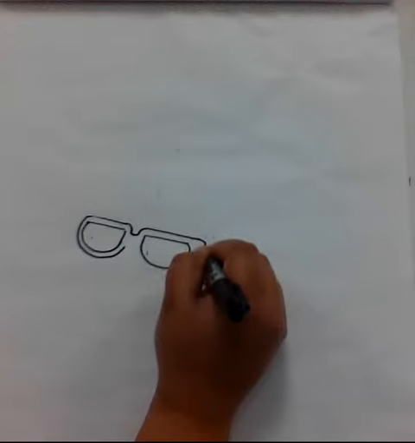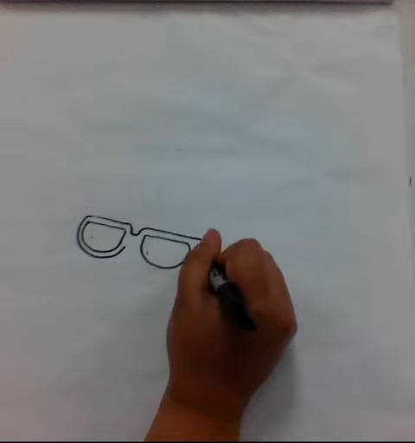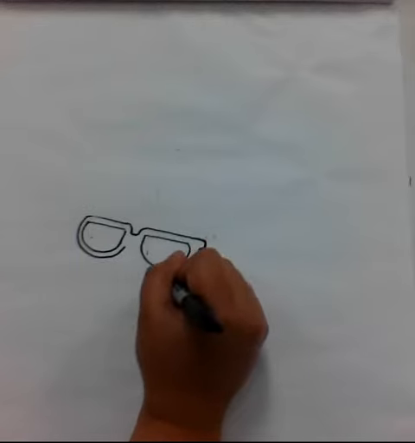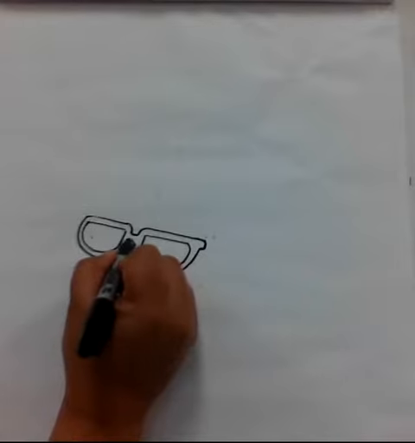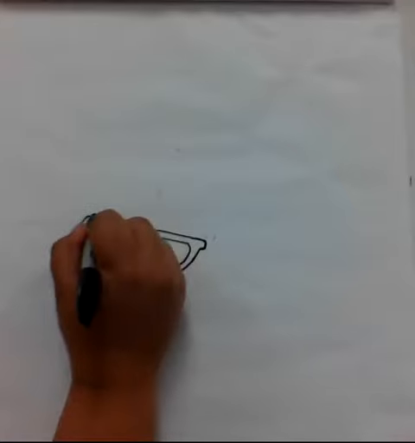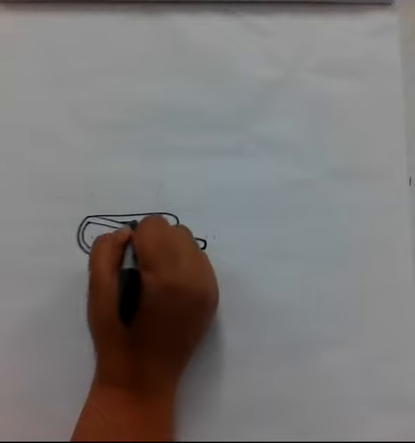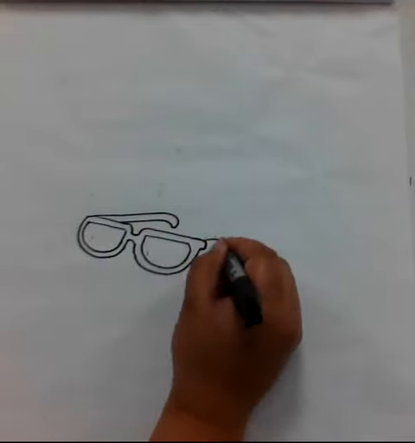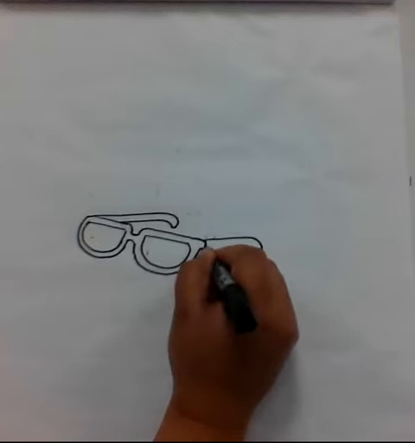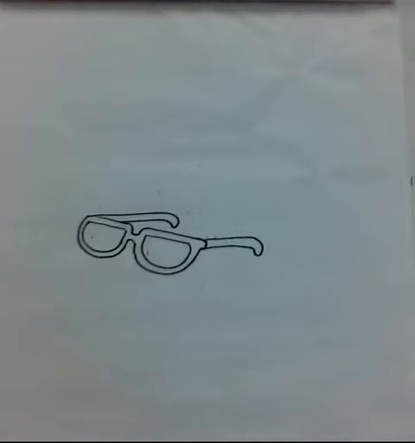I'm going to have a little part come out on this end where it's connected with the earpieces. Go up and U shape again. And then I'm going to go a straight line, making like a candy cane shape for the earpieces. And then we have our sunglasses.